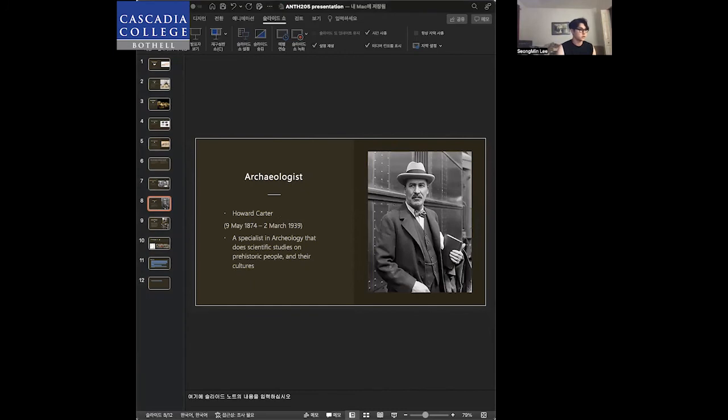Another archaeologist, whose name is Howard Carter, was an English archaeologist who excavated the tomb of Tutankhamun in Egypt. He was a specialist in archaeology, which does scientific studies on prehistoric people and their cultures. They also study different artifacts, inscriptions, and monuments.